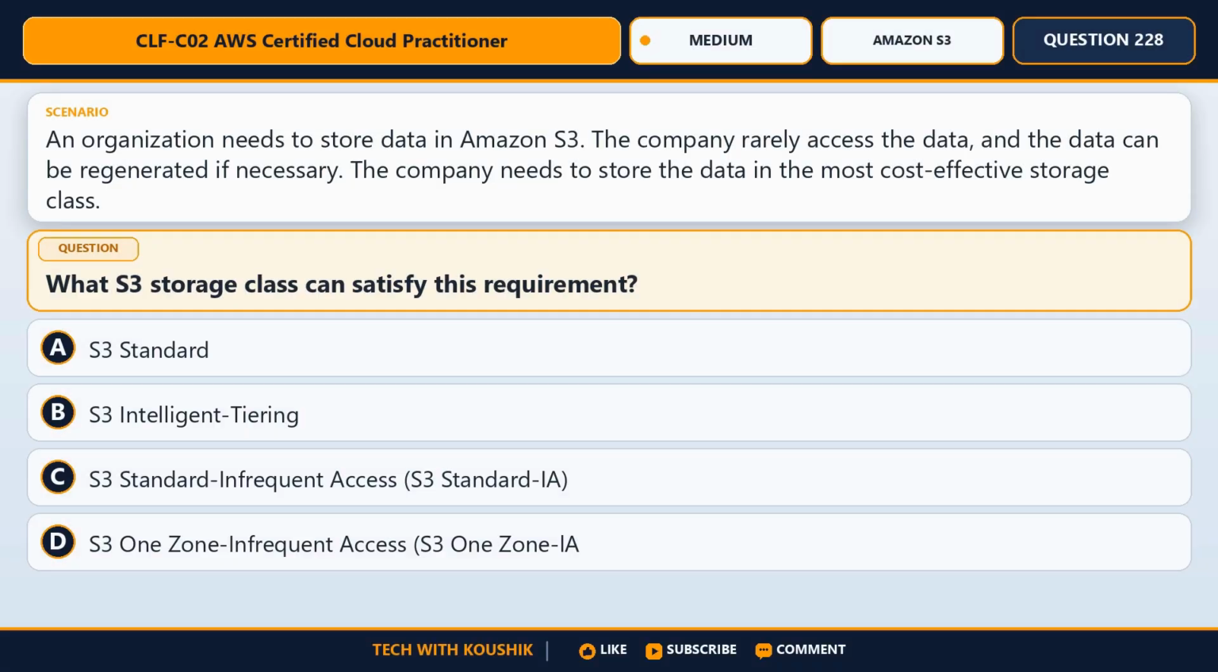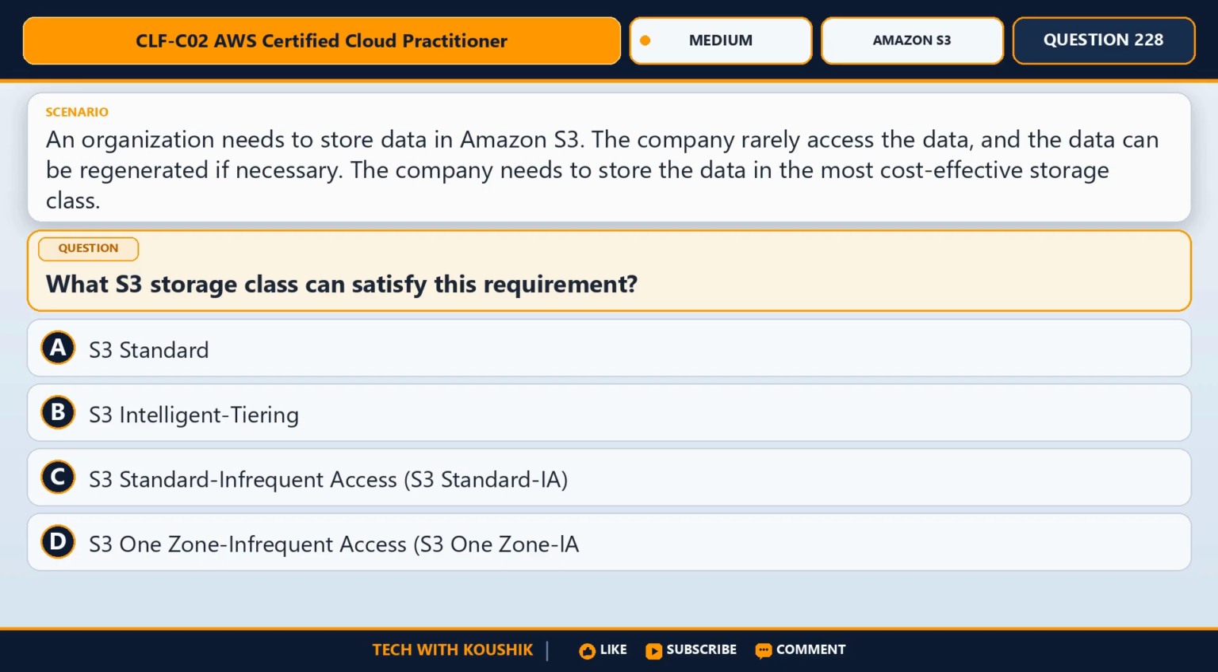Question number 228. An organization needs to store data in Amazon S3. The company rarely accesses the data, and the data can be regenerated if necessary. The company needs to store the data in the most cost-effective storage class. What S3 storage class can satisfy this requirement?